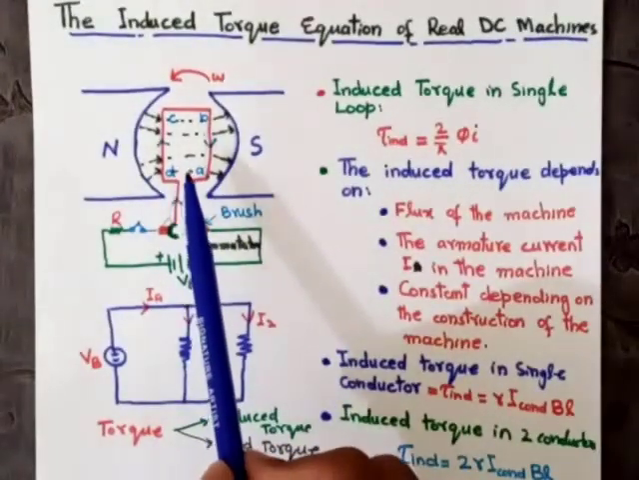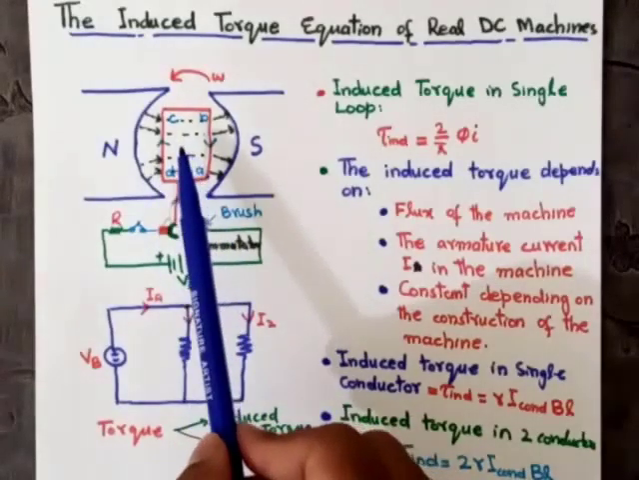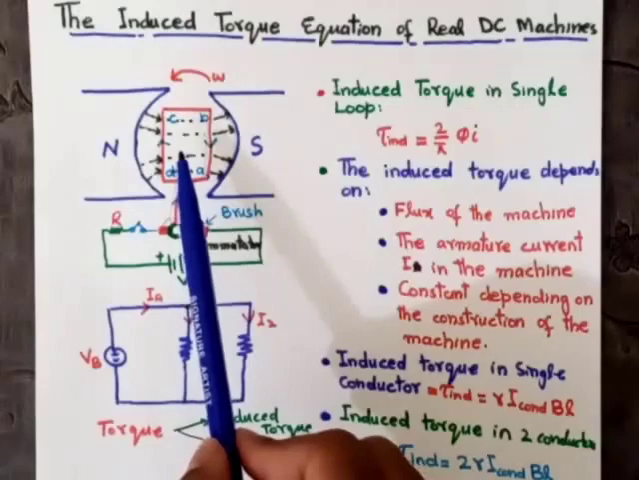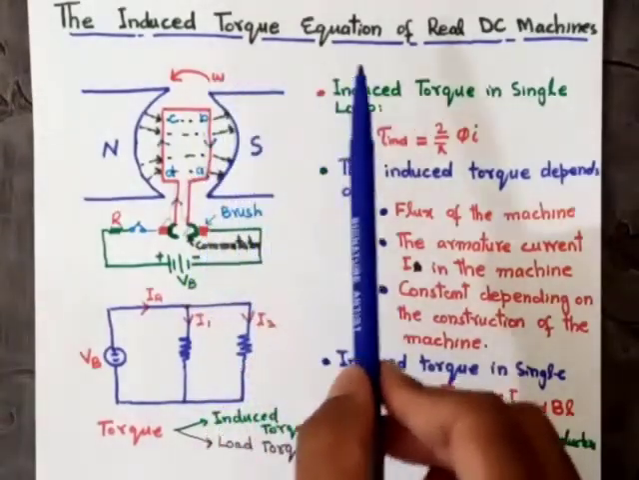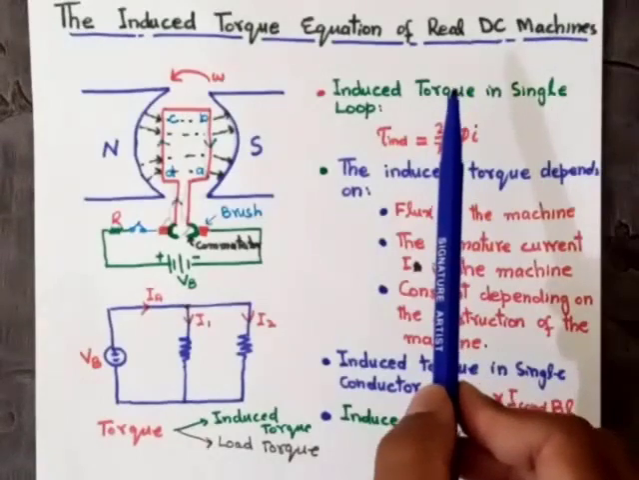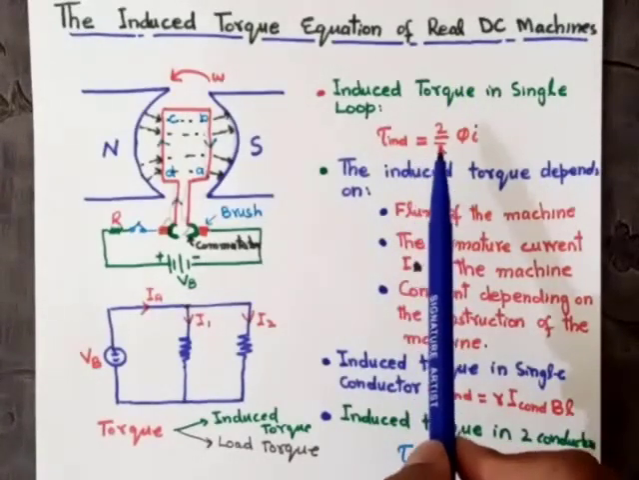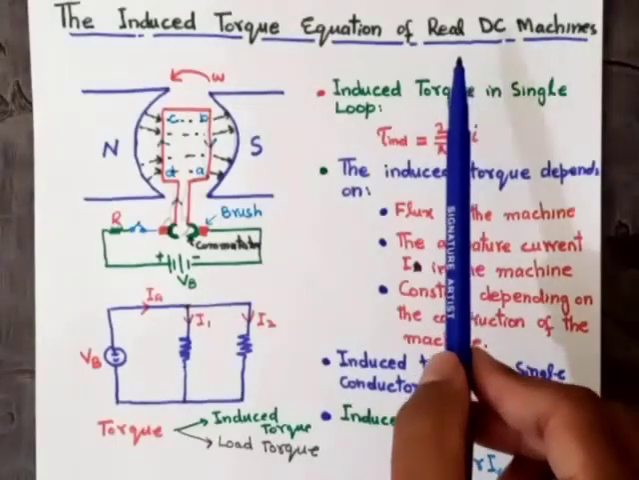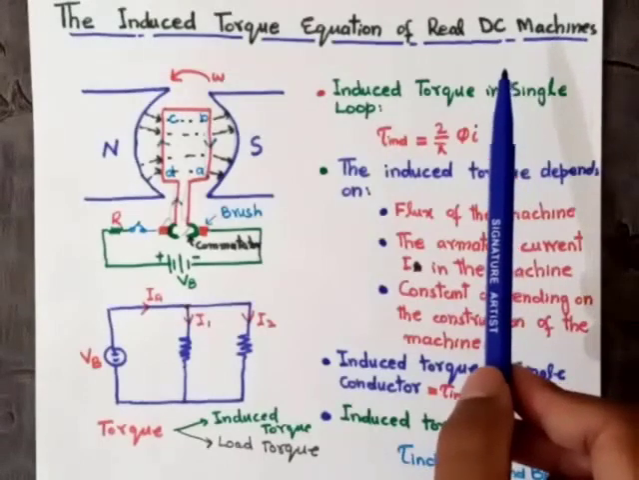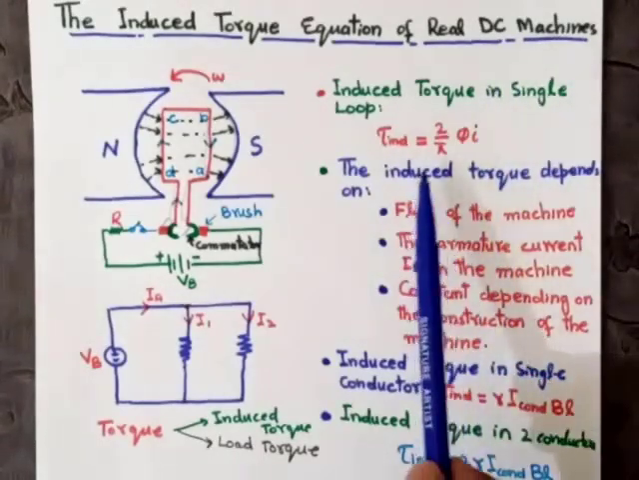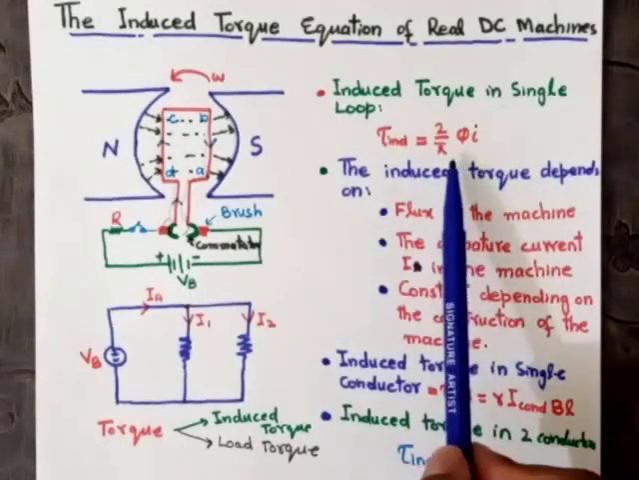As we have already discussed, in case of real machines, there are a number of loops. Now, we will find the induced torque equation of real DC machines, and this is the equation of a single loop. In case of real DC machines, there are a number of loops or a number of conductors. The induced torque in DC machines depends on three main factors.